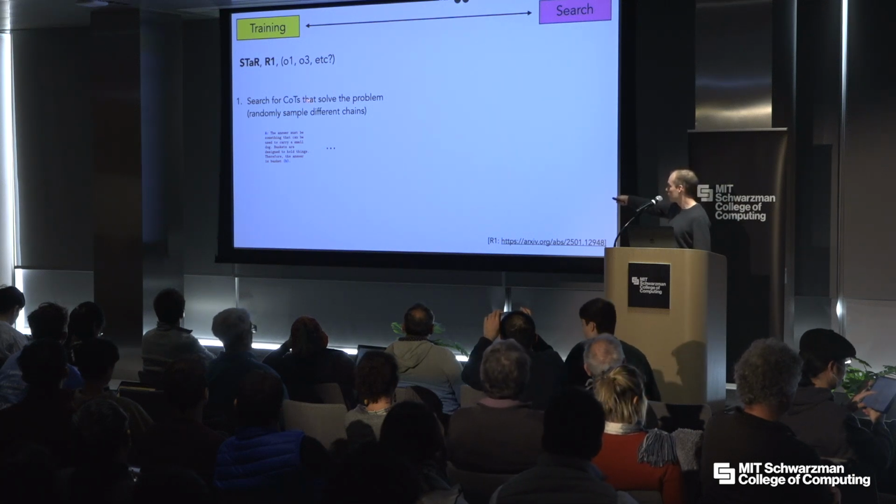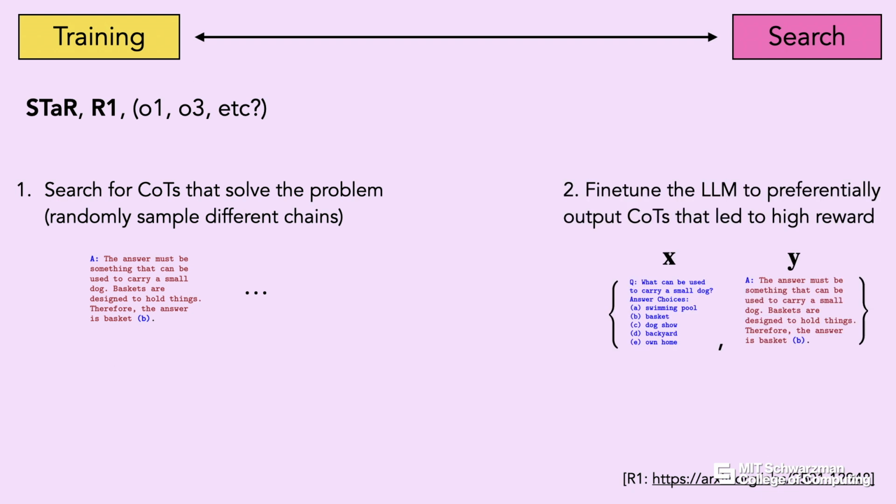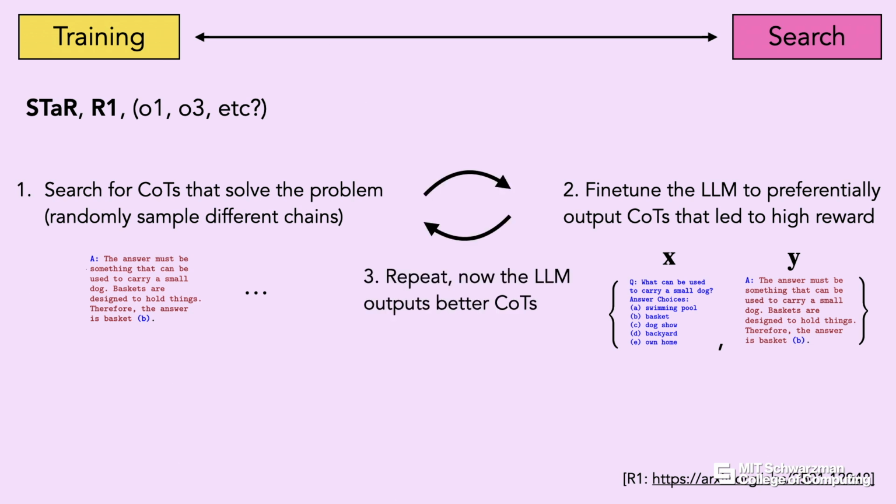So you search for chains of thought that solve a problem by randomly sampling different chains of thought, letting the model chat to itself and think, and see if it comes up with the right answer or not. Find the ones that came up with the right answer and fine-tune the language model to output thinking of that type with supervised learning. And then repeat. Now the LLM outputs better chains of thought, which are more likely to solve problems. You train this on more data, on more problems, and it just self-improves. And at deployment time, you could also do additional search on top if you want. You could do tree search and all the rest on top, or you could just not, and just do feed-forward inference.